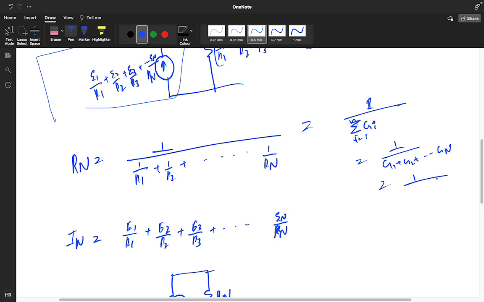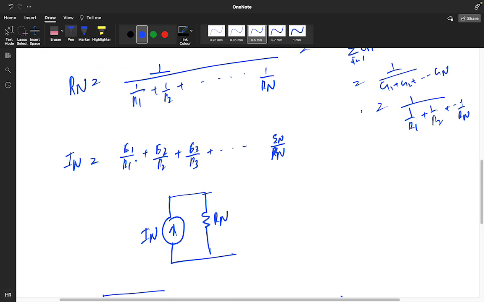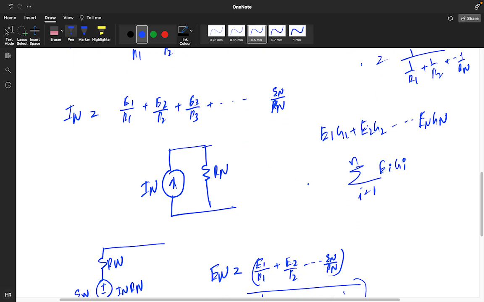1 by g1 is what? 1 by r1. g2 is 1 by r2. 1 by rn. Okay, same thing: e1 by r1 plus e2 by r2 is e1 g1, e2 g2, en gn. So in the summation form you can write it like this: summation i equals 1 to n of ei into gi, and this is your in value.